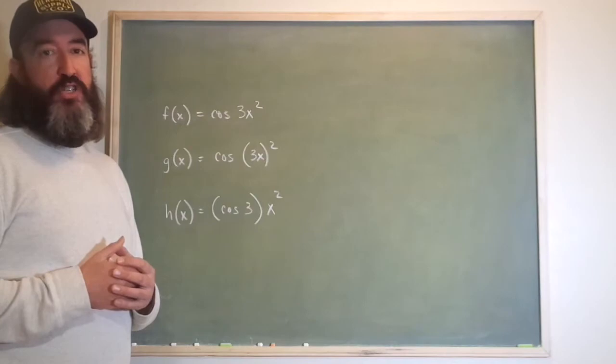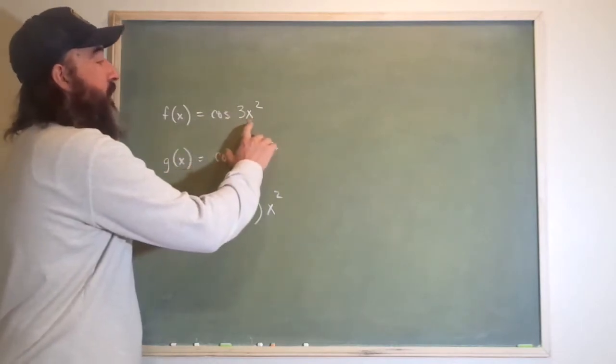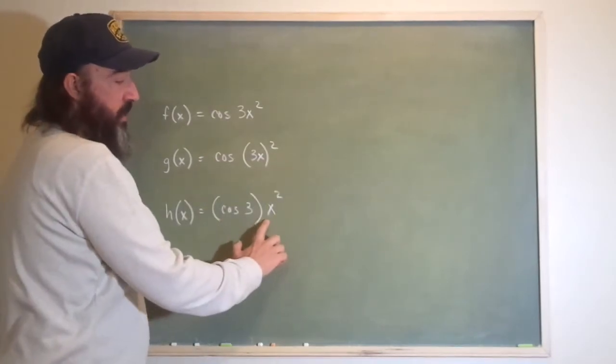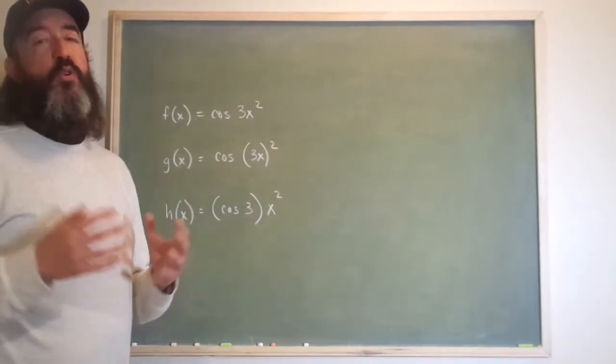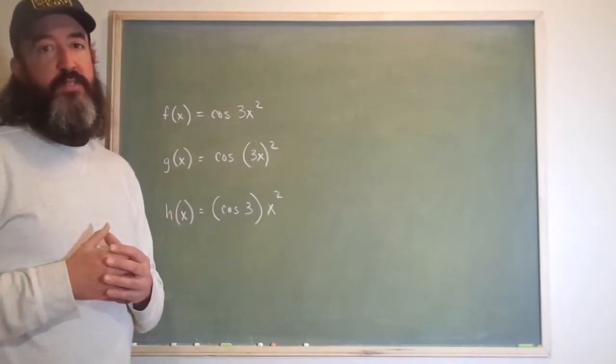Here I have 3 functions that, when read aloud, all sound the same. Cosine 3x squared. But of course, I'm sure you know, these are 3 different functions, and they'll have 3 different derivatives.